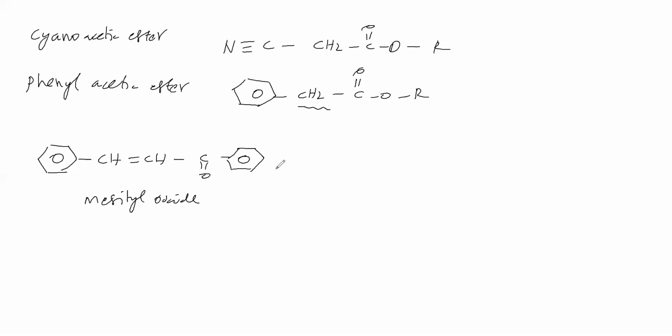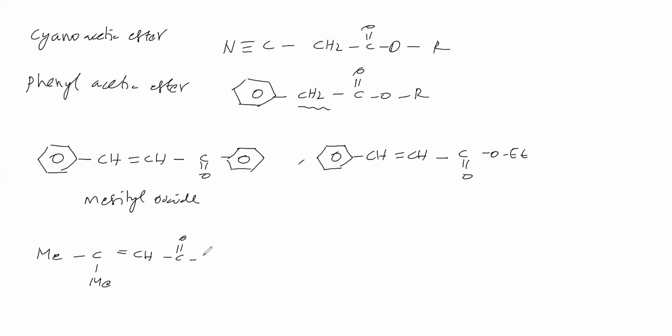Next alpha beta unsaturated compound we will take. Here a phenyl ring, here CH double bond CH, here COOEt. This is also an alpha beta unsaturated compound. Next alpha beta unsaturated compound we are using for Michael addition is this one.